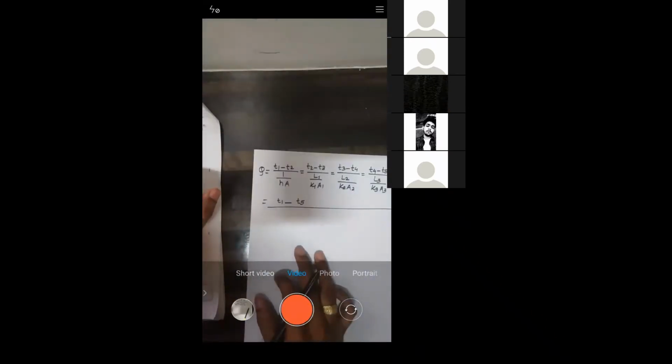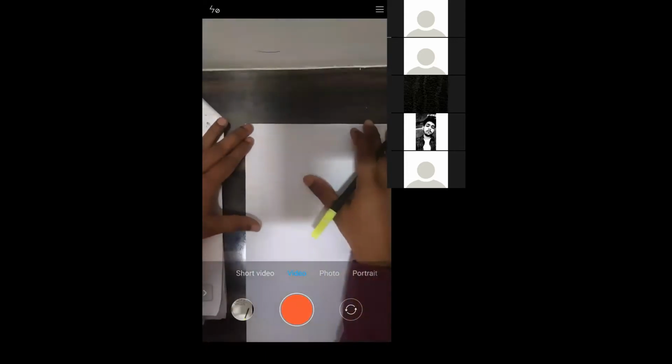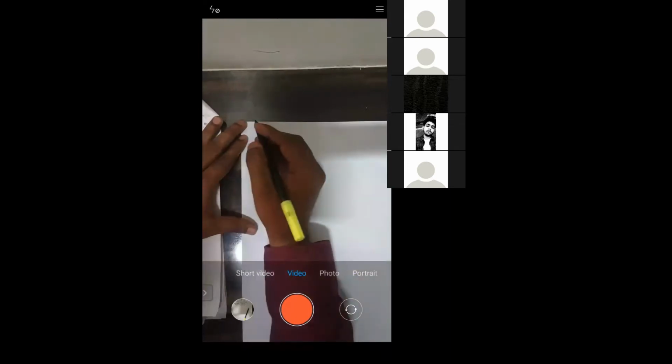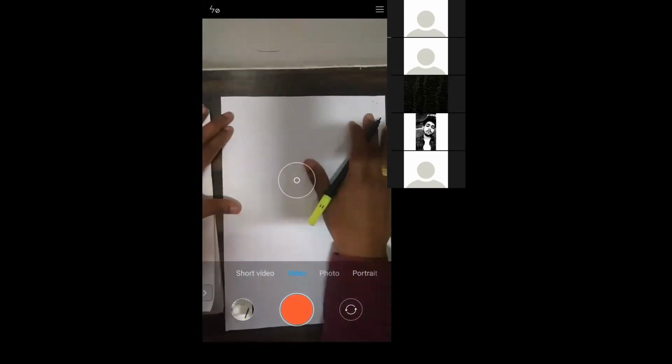Now we will take the problem on the fluid field. Okay, so let me make a diagram. This is the diagram which has been given.